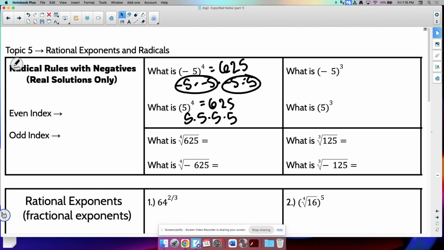If you use your yellow sheet, what's the 4th root of 625? 5. Because 5 times 5 times 5 times 5 is 625. What other number times itself 4 times is also 625? Negative 5.